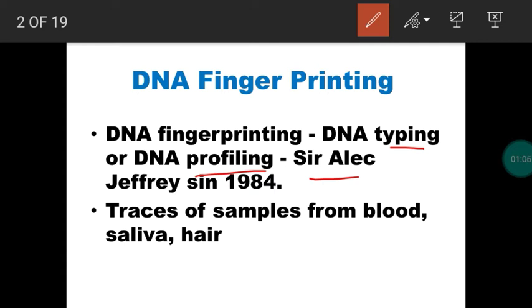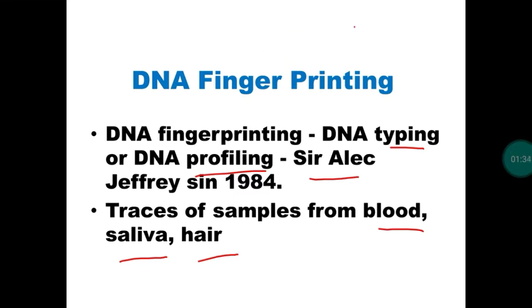So in DNA fingerprinting, we collect samples from the crime scene. Usually if there is a crime, in that place the criminal will leave a clue or evidence. So we collect samples from the crime scene like blood, saliva, or hair. So the first step is the collection of samples from the crime scene.